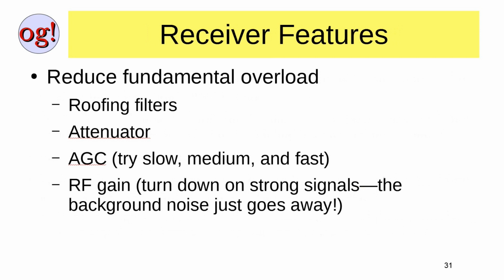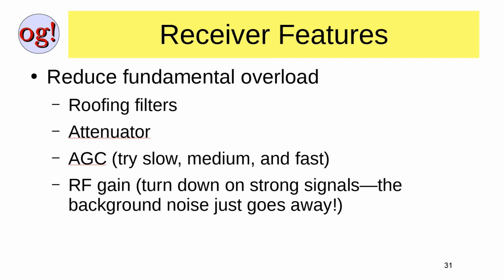Modern receivers have many features. They help reduce fundamental overload with roofing filters, attenuators, if it still gets through anyway. The attenuator puts the radio signal in a more linear part of the receiver's transfer function and can help reduce interference that's nearby.